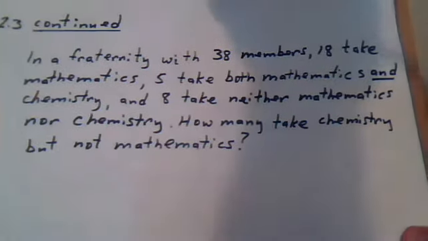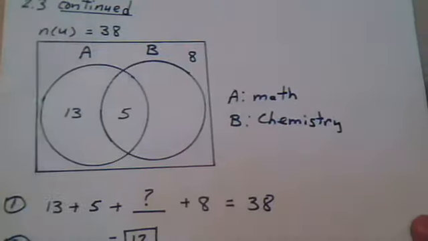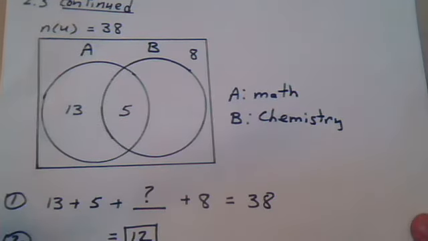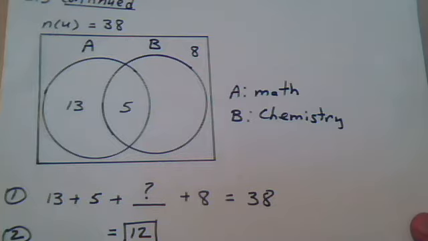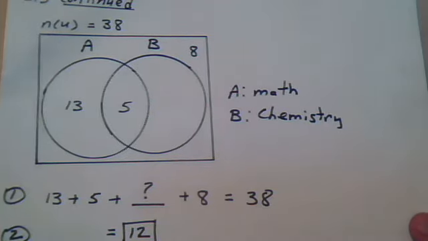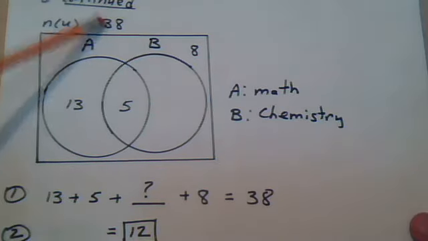We're going to use a Venn diagram. So here's our Venn diagram that has rectangles and circles. Now let's sort it out. They told us that there are 38 members in this fraternity. That means the size of this universe for this problem is 38.